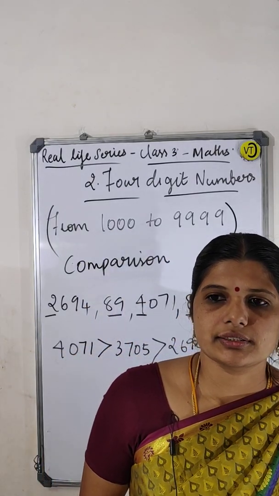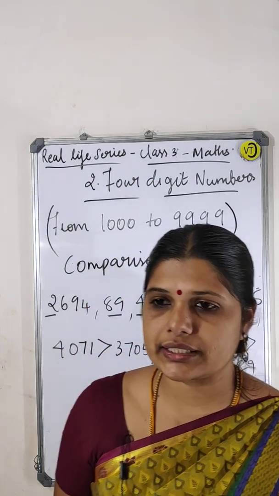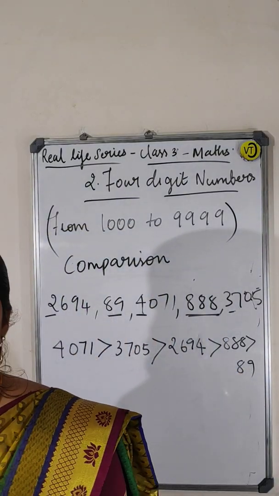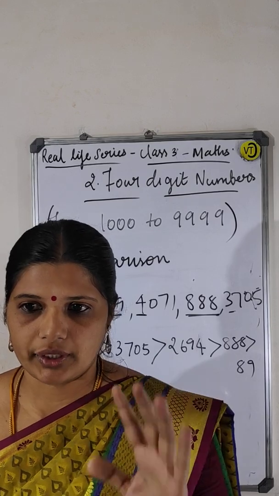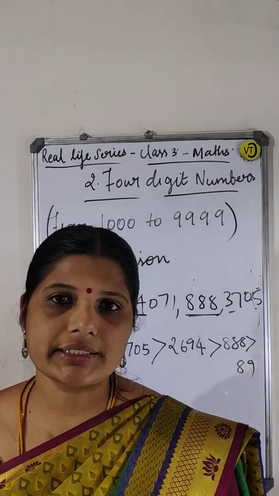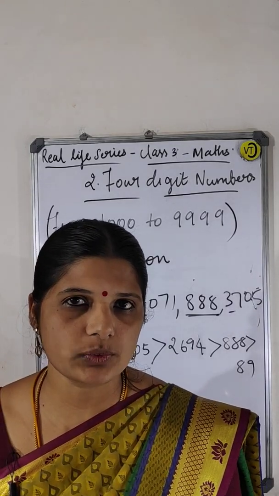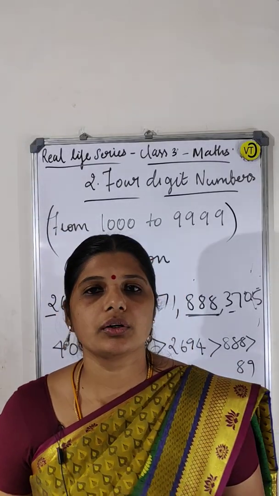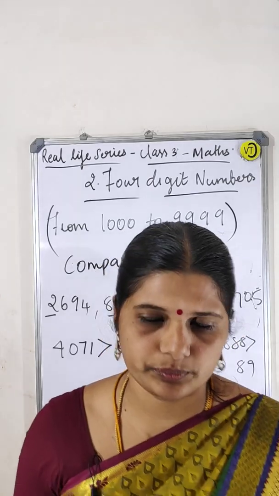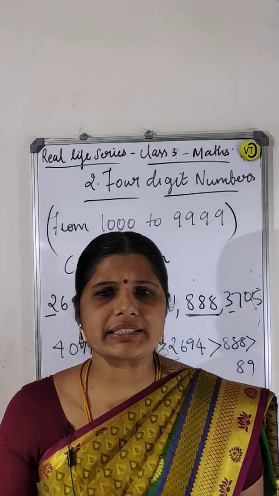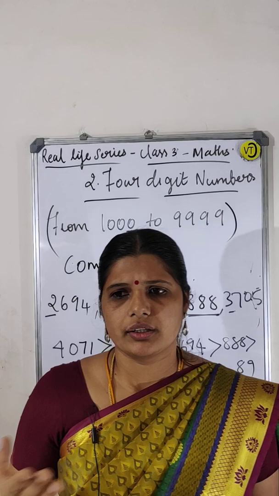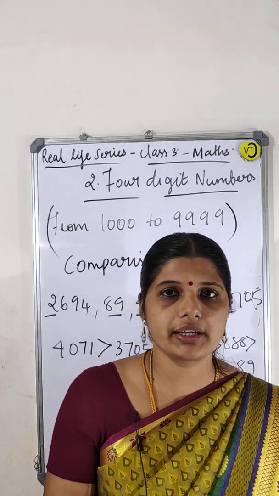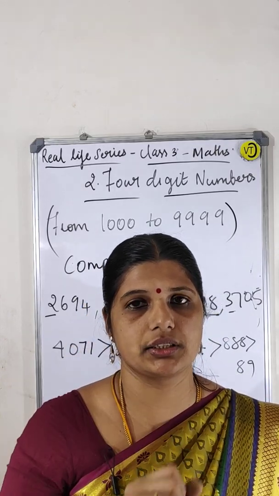The next topic will be predecessor and successor. What is a predecessor? The number we get by subtracting 1 from a number is called its predecessor. Predecessor of 2476 is what? 2476 minus 1, that is 2475. What is meant by successor? The number we get by adding 1 to a number is called its successor.